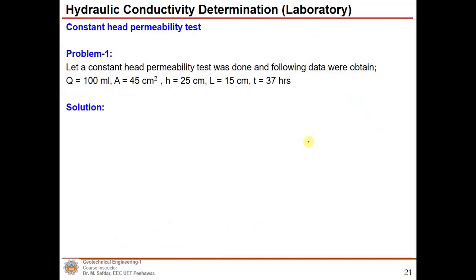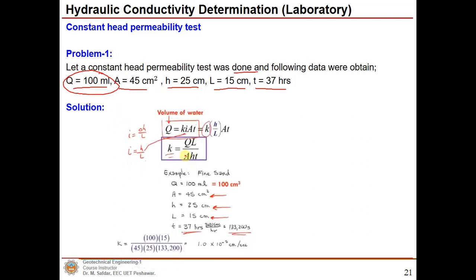Now let us solve a simple problem on the constant head permeability test. A constant head permeability test was conducted and the following data were obtained, where Q is 100 ml, cross-sectional area of the specimen is 45 square centimeter, head difference is 25 centimeter, length of the specimen is 12 centimeter, and time required to obtain this Q, or the volume of water of 100 ml, is 37 hours.